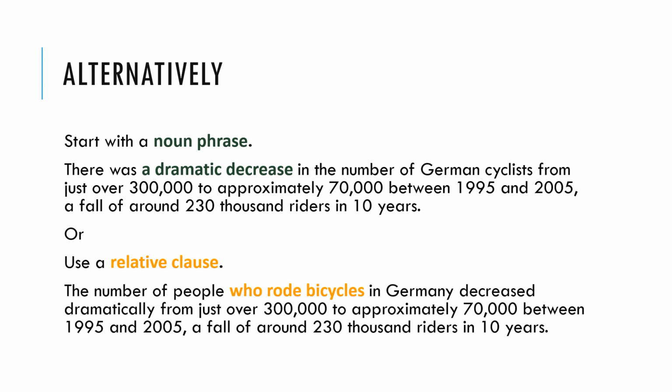The number of people who rode bicycles in Germany decreased dramatically from just over 300,000 to approximately 70,000. Relative clauses are massive in IELTS writing. Make sure you use them in task 1 and task 2.